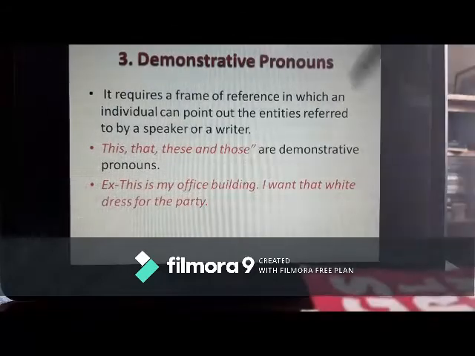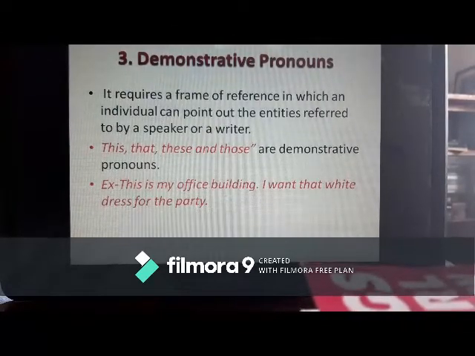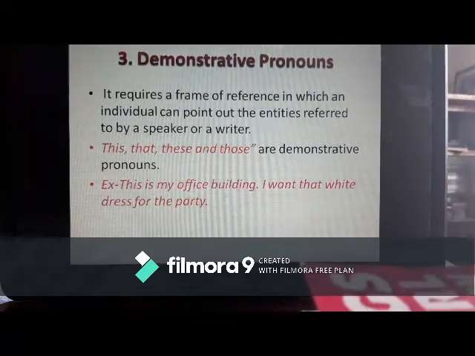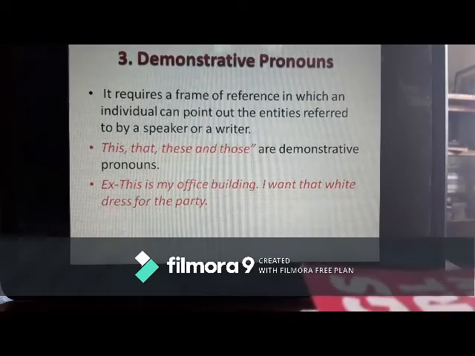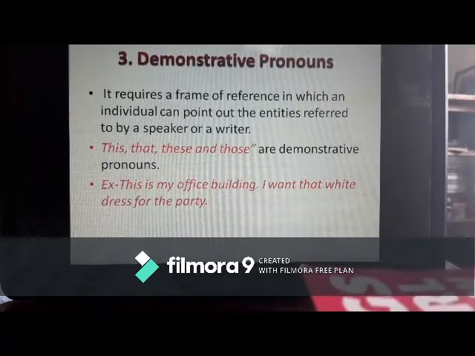Going to the next one, demonstrative pronouns. It requires a frame of reference in which an individual can point out entities referred to by a speaker or a writer. Means here these words require a particular reference. They need a particular reference, in which a body can point out, and means the word should point out a particular context it is referring to, okay.